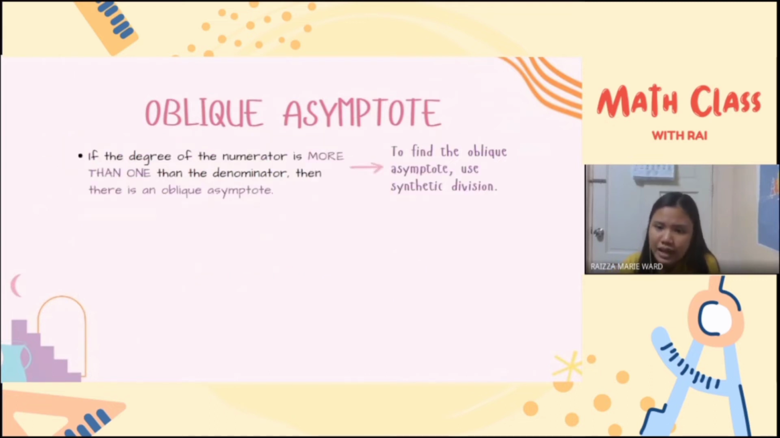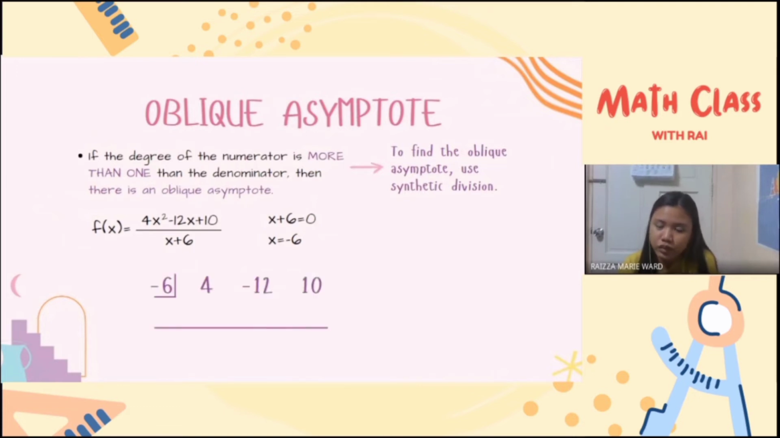Since there's an oblique asymptote, to find it, we are going to use synthetic division. This is the given. To get the divisor, first equate the denominator to 0. X plus 6 is equal to 0. Then solve for x. To solve for x, transpose it to the other side and don't forget to change its sign. X is equal to negative 6. Bali, that is our divisor. For our dividend naman, aalisin lang natin yung variable sa given on the numerator. 4, negative 12, and 10.